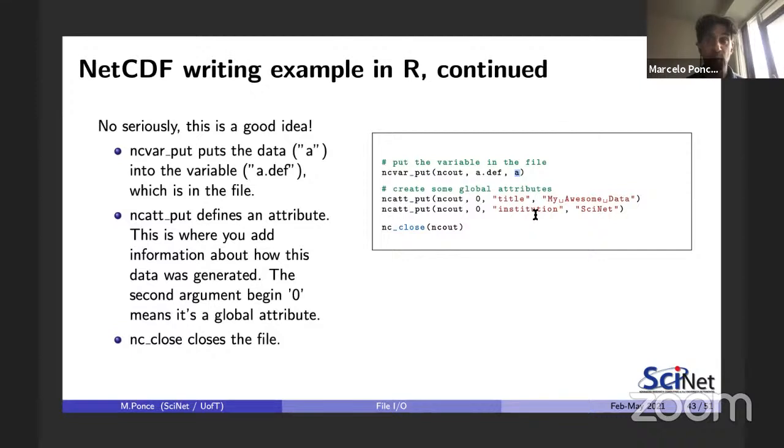Now, something which is quite important, we talked about this, I think, last class, is to close the file. So nc_close, ncout, the handler of the file again, is the process that guarantees that all the data has been transferred, the file is closed in perfect condition. Okay? Any questions about this?